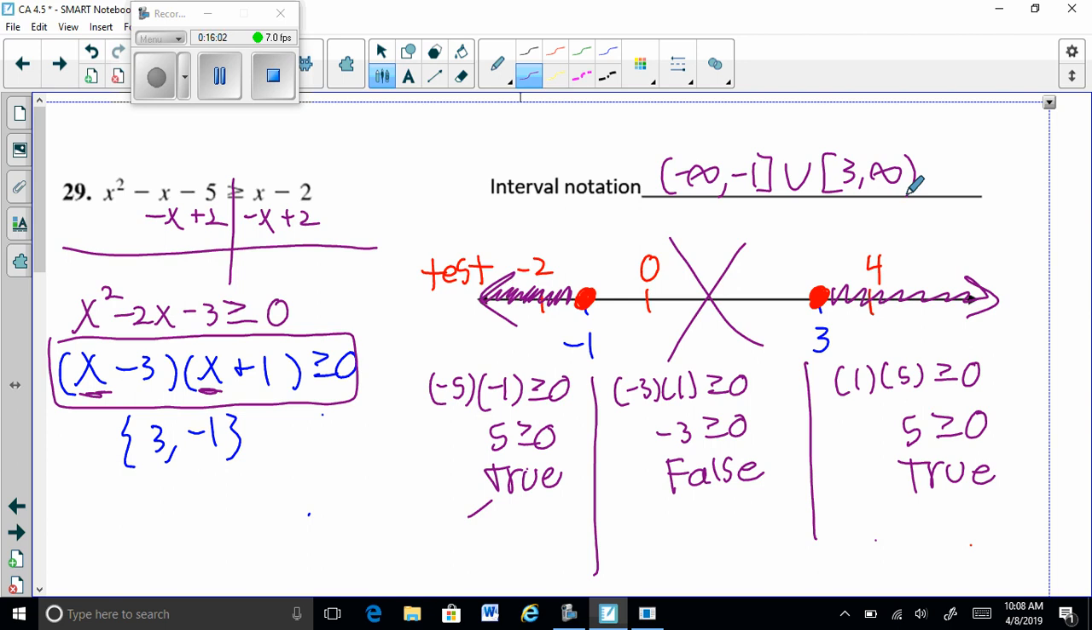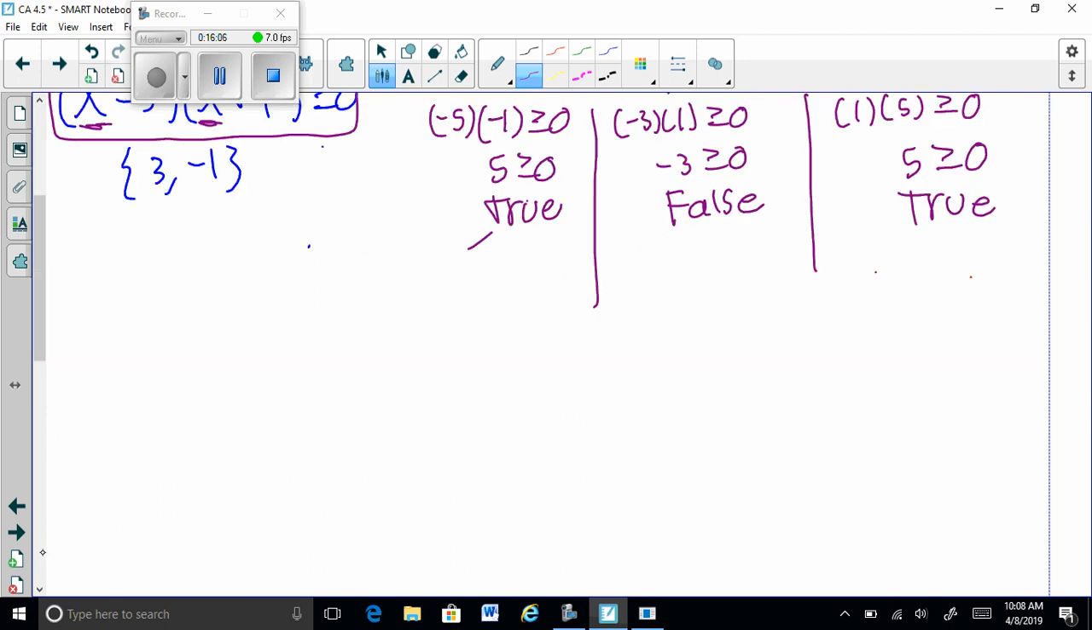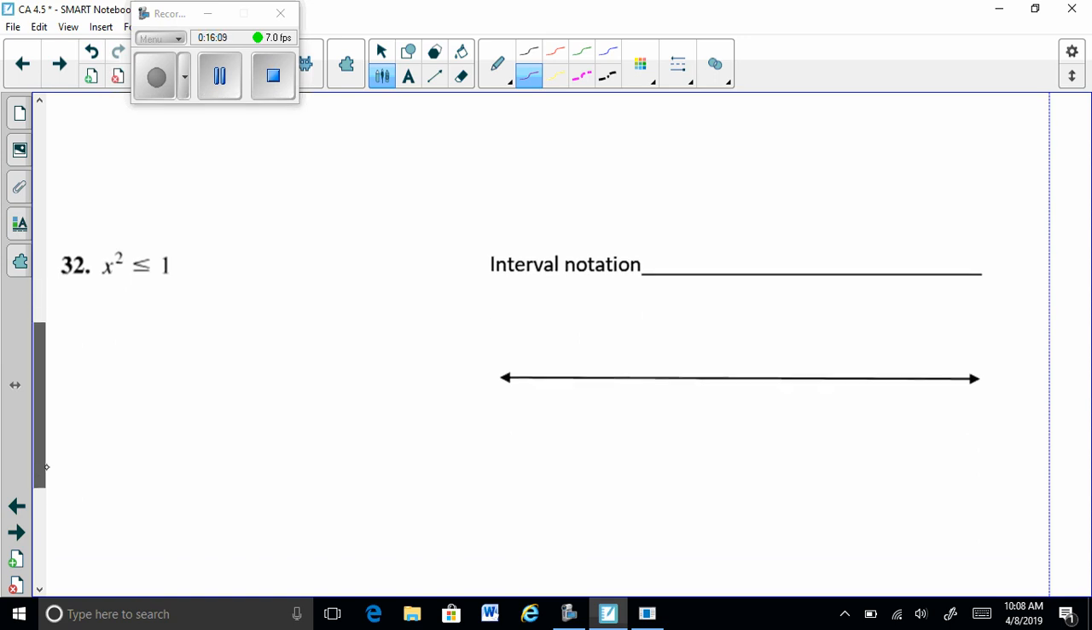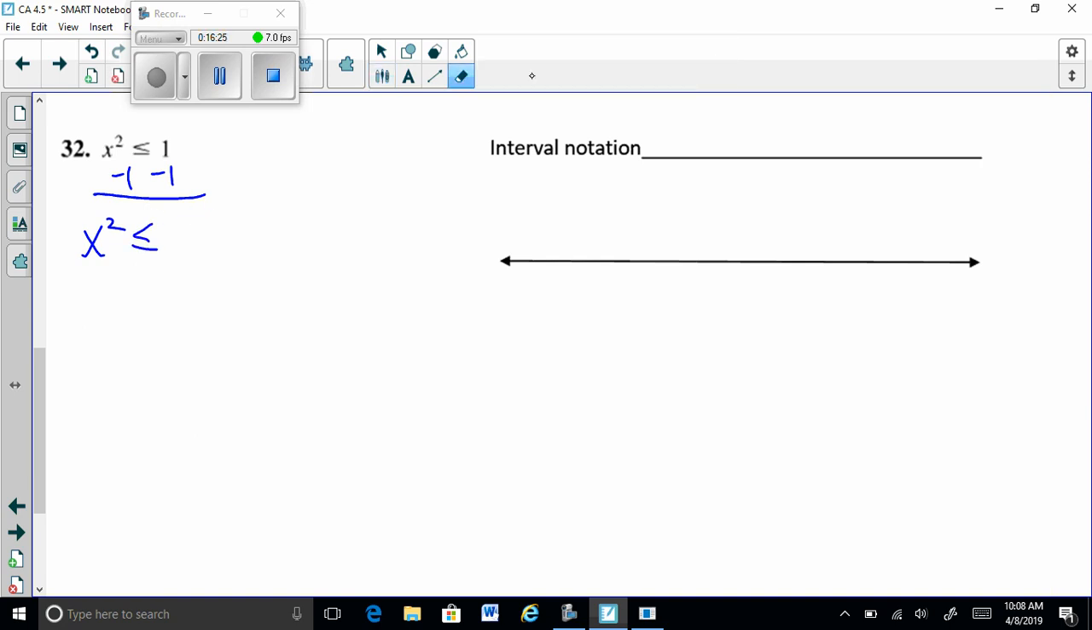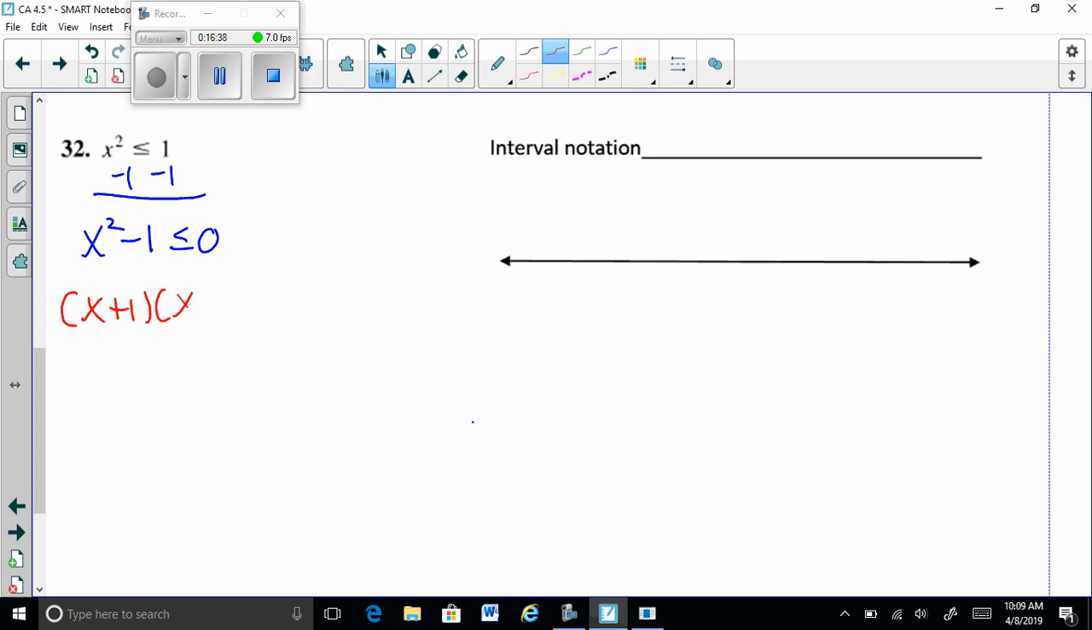Okay, so I have one more like this. And then we'll look at some higher ordered polynomials in a minute. So once again, you'll want to go ahead and set it equal to 0. Put that -1 first. -1 less than or equal to 0. We factor this into x plus 1, x minus 1 is less than or equal to 0. Okay, so your solutions here are -1, +1.